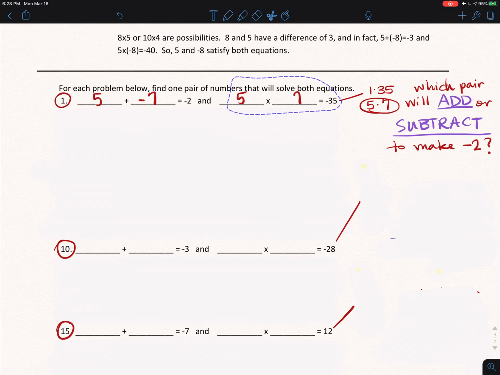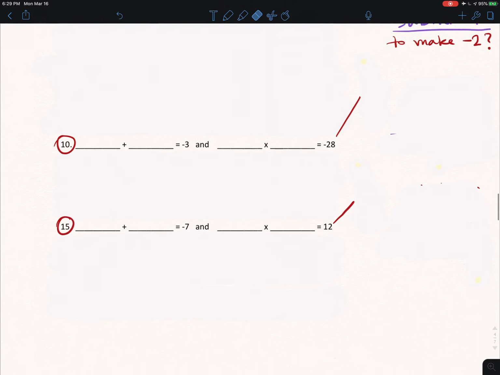Right now, 5 times 7 doesn't equal negative 35. It equals positive 35. We want to put that negative on the 7, just like we did in the first pair. And 5 times negative 7 will give me negative 35. All right, let's do another pair.